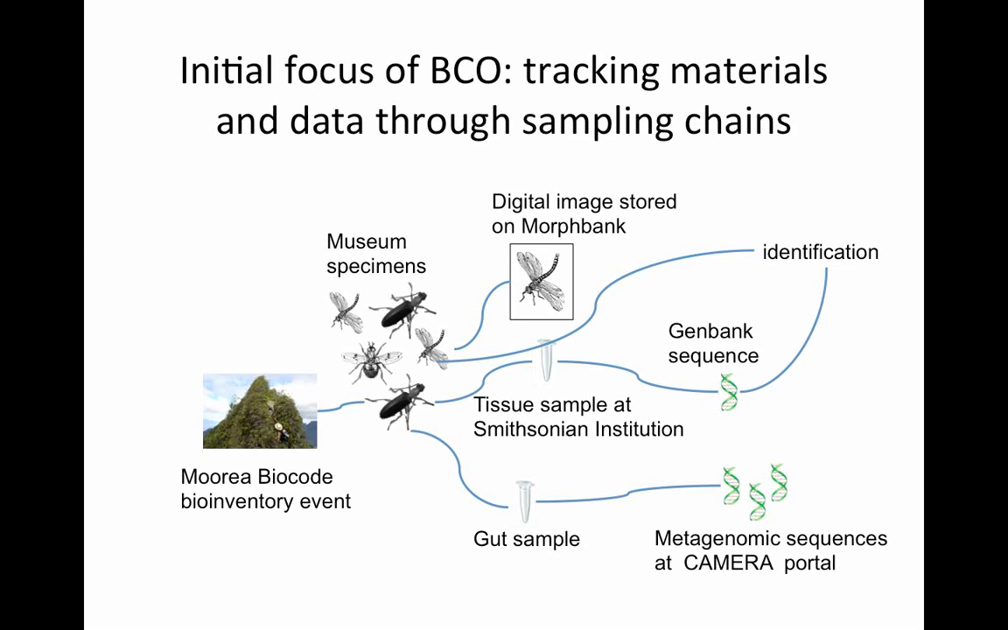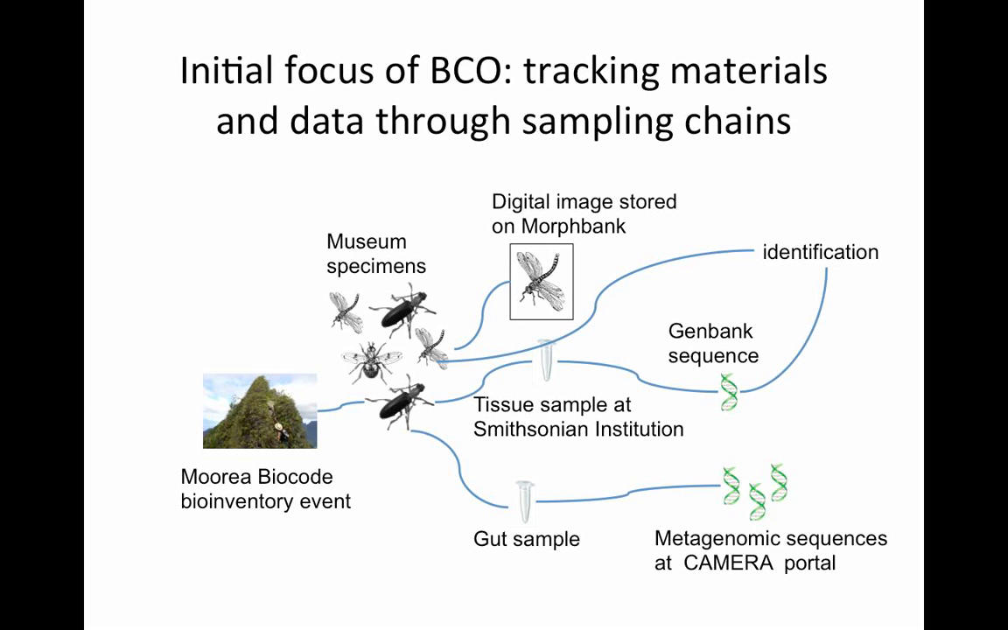And nested sampling, or tracking of data through different sampling chains, has really been the focus of BCO development up to this point. So in order to test the efficacy of the BCO at describing those nested sampling chains, we created a small test case that's based on a real-world example. It's based on the Moorea Biocode project, which had the goal of comprehensively sampling all plants, animals, and fungi on the Pacific island of Moorea. We've just created our example to focus on insect collection.